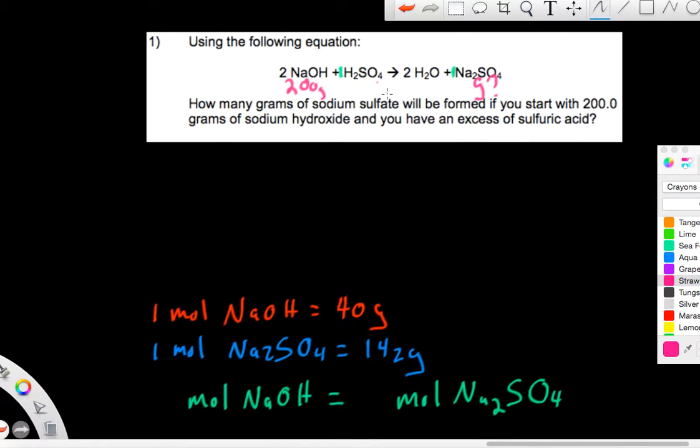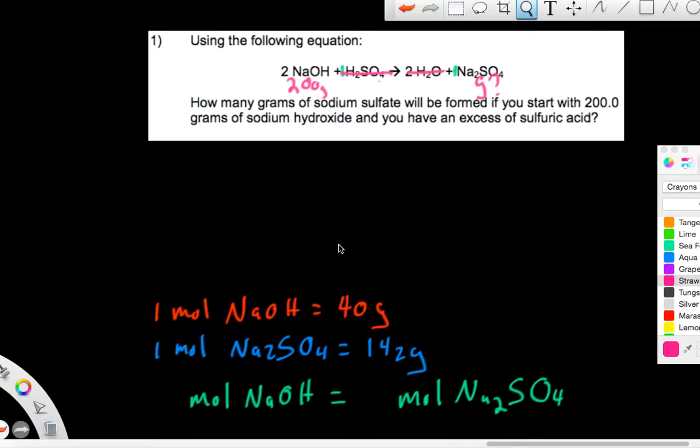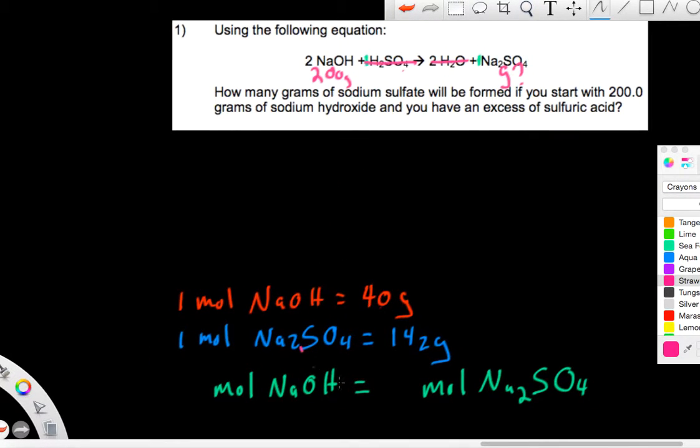So this is kind of nice. In this example, we really don't have to look at H2SO4 at all, and we don't have to look at H2O at all. We're just really looking at these two substances. Now, since we didn't start in moles, and I'm starting with 200 grams of sodium hydroxide, we're going to need to use some of these conversions down here, which we already should be pretty good at.